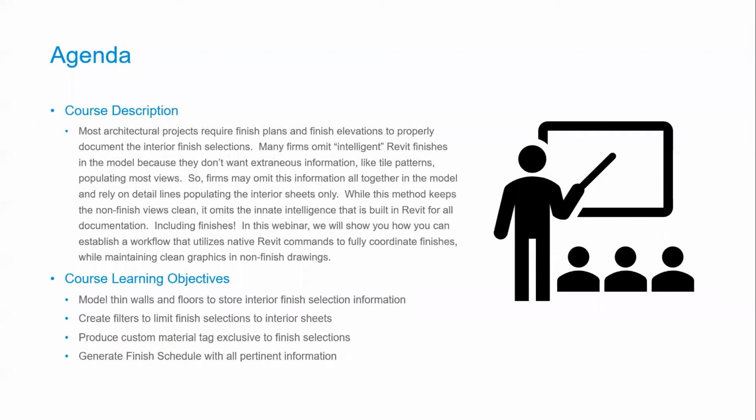So as we all know, there are many ways to document interior finishes in your construction documents. So today we will look at one method which utilizes the innate intelligence that is built into Revit while keeping non-interior views clean. We will discuss modeling thin walls and floors, which will enable us to filter out all finish information from non-interior views. We'll take a look at creating custom material tags and interior finishes and show an example of how we can populate our drawing sheets with all of these items.